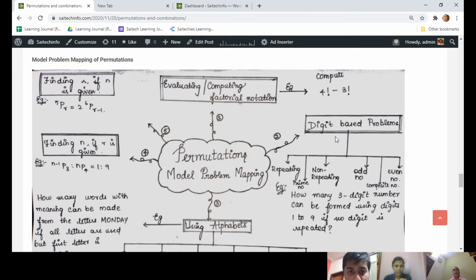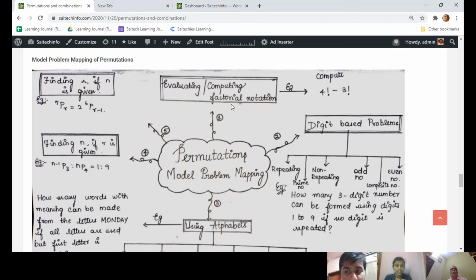Model problem mapping is nothing but mapping the different types of questions that can be asked from a particular concept or lesson. Here I have mapped the model problems for the concept of permutations. I have majorly classified 5 different types of questions that can be asked in the concept of permutations. Let us move on to the first type of question.